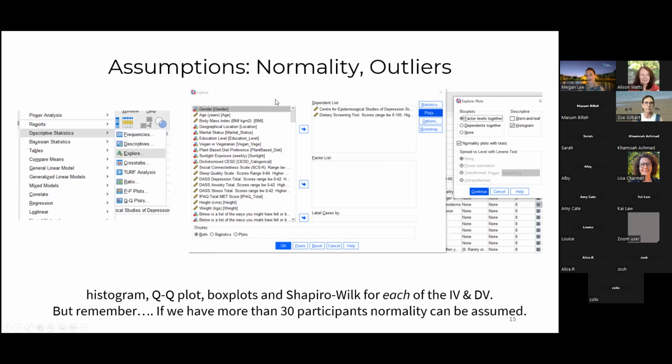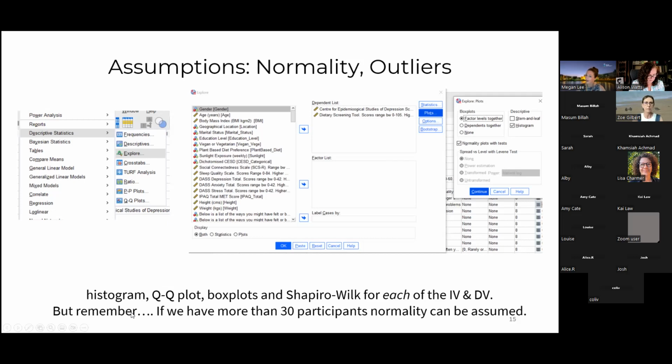Now, last week I showed you how to do descriptive statistics, and you can look at normality on those using histograms and box plots, but there is also a way of running assumptions themselves inside of SPSS. So we will do that. We're going to look at a histogram, what's called a QQ and PP plot, which tells us a little bit about normality. We're going to look at box plots to check out our outliers and see if there's any extreme scores, and what's known as Shapiro-Wilk, which is also a measurement of normality on the two important variables.